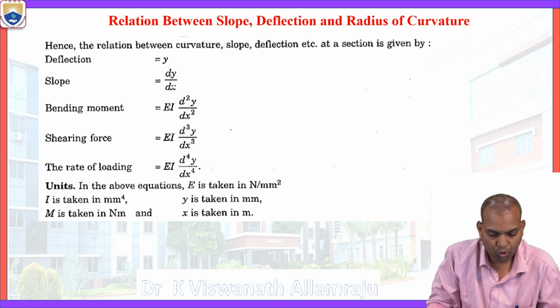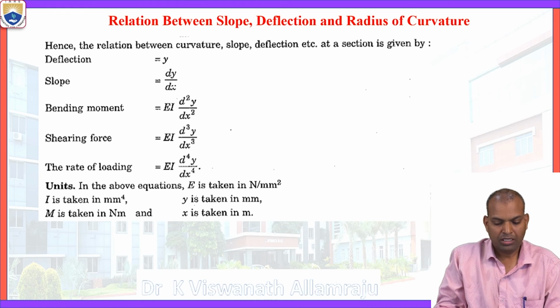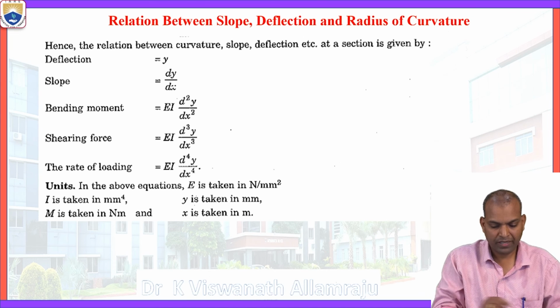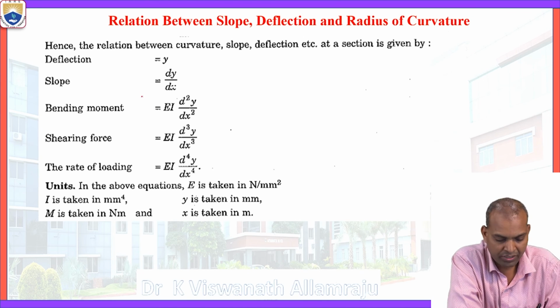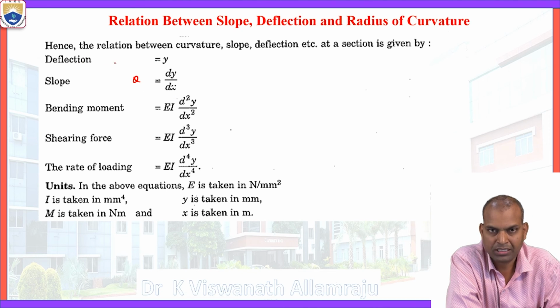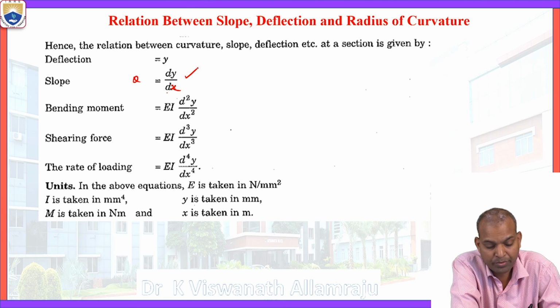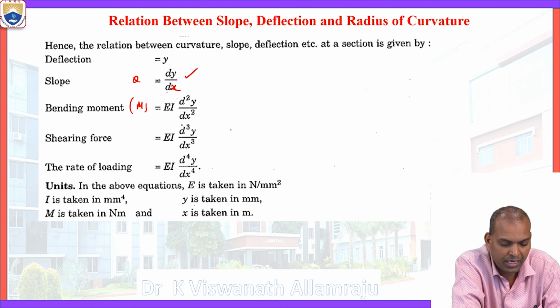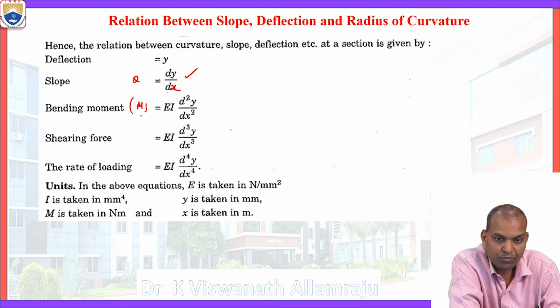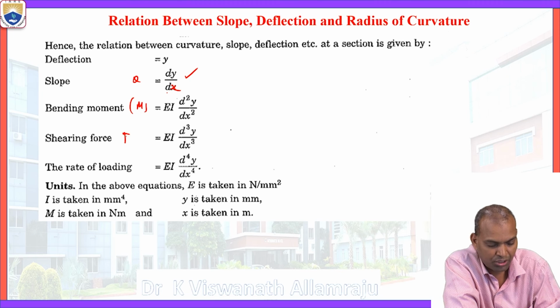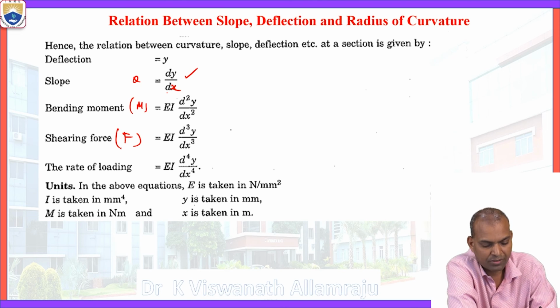Now, the deflection is denoted by y, and the slope is denoted with theta. Theta, the derivative of deflection with respect to x, becomes the slope, dy by dx. Now, what is the bending moment equation? Bending moment M equal to EI times d square y by dx square. If you differentiate this with respect to x, the shear force equation is obtained, that is EI times d cube y by dx cube.